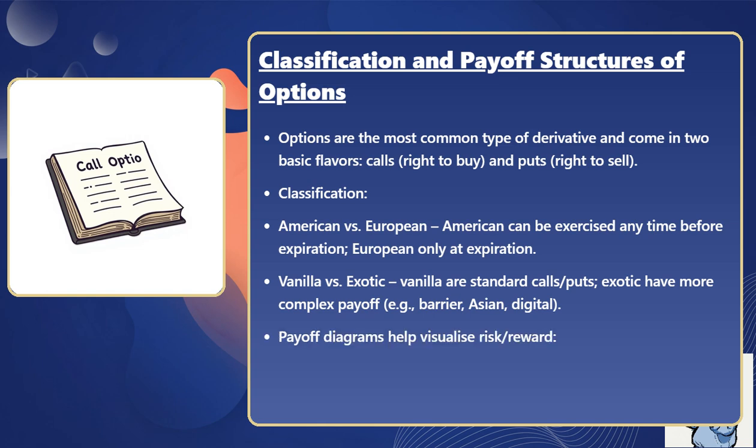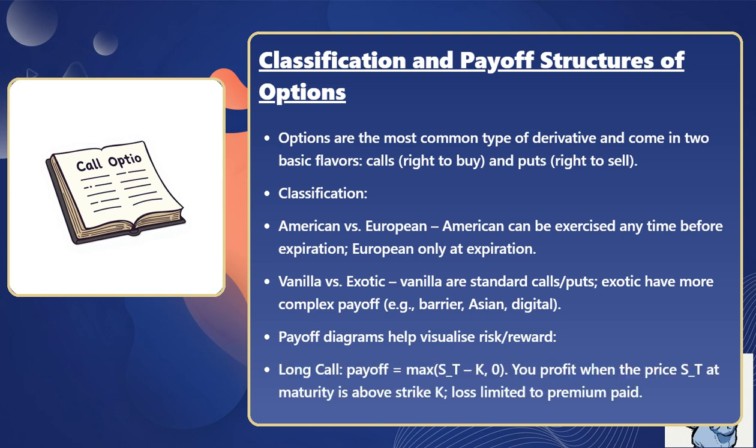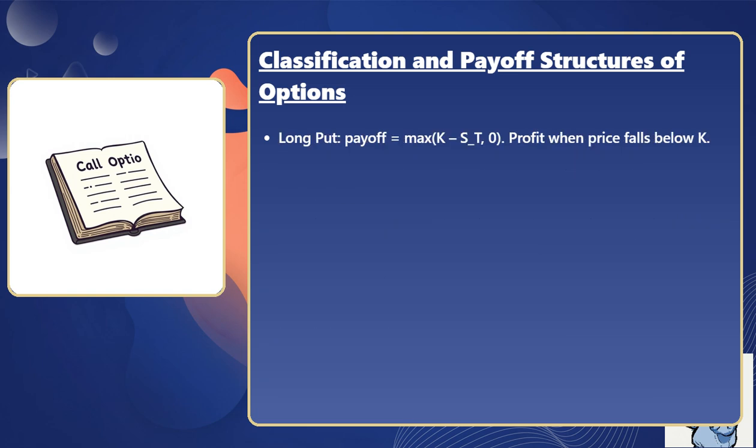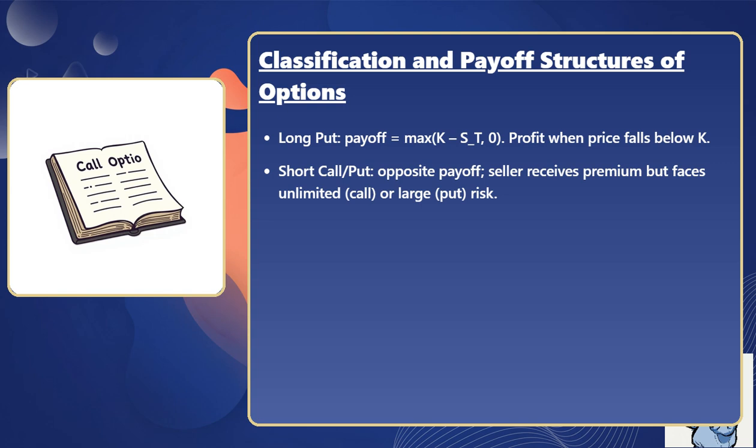Payoff diagrams help visualize risk over reward. Long call payoff equals the maximum of S_t minus K and 0. You profit when the price S_t at maturity is above strike K, with loss limited to the premium paid. Long put payoff equals the maximum of K minus S_t and 0. Profit when price falls below K. Short call or put, opposite payoff. Seller receives premium but faces unlimited call risk or large put risk.